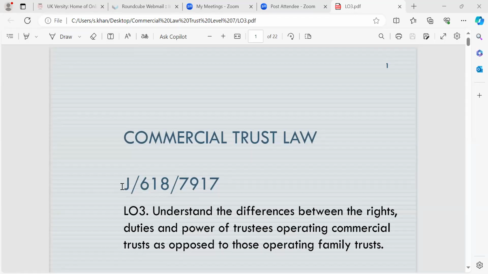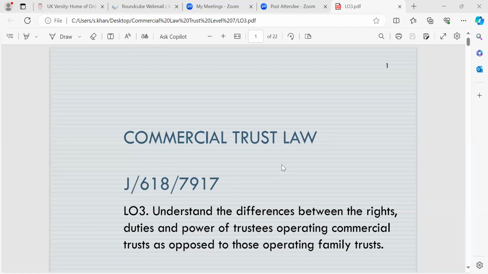Hi everyone. Today's unit that we'll be doing is commercial trust law, and the learning outcome we'll be doing today is learning outcome 3, which is to understand the differences between the rights and duties and powers of trustees operating commercial trusts as opposed to those operating family trusts.